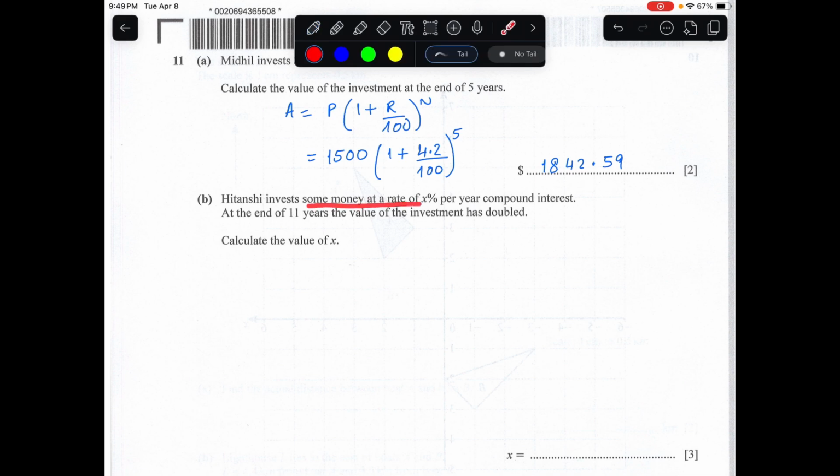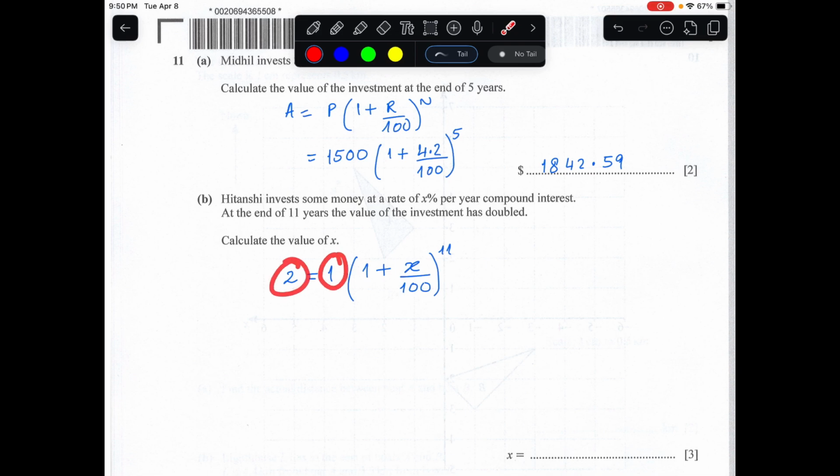Hitanshi invests some money at a rate of X% per year compound interest. At the end of 11 years, the value of investment is doubled. Calculate the value of X. So we don't know how much she is investing. So let us assume that she invested $1 and the value of investment becomes double, so it becomes $2, equal to 1 times (1 plus the rate which we don't know, let's say X over 100) to the power of 11.